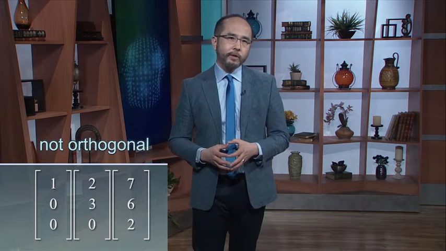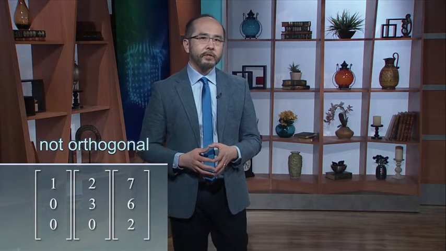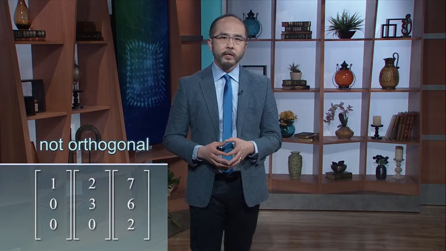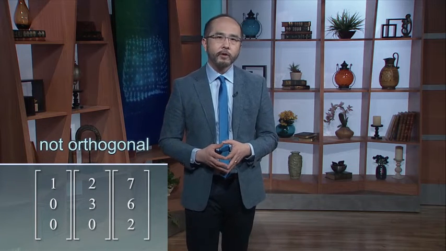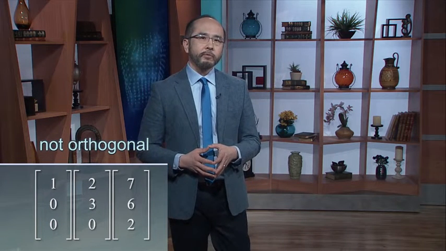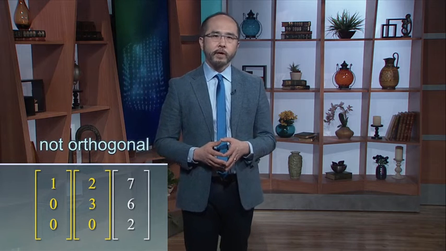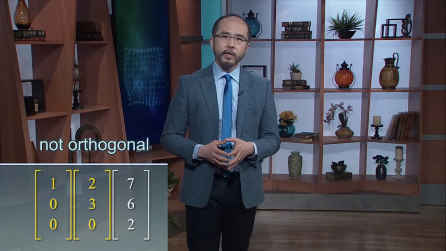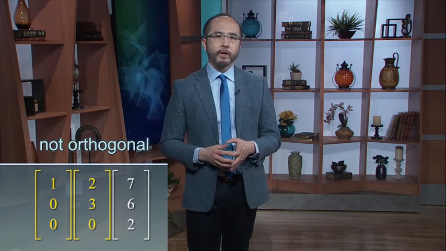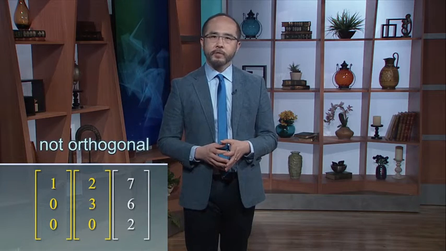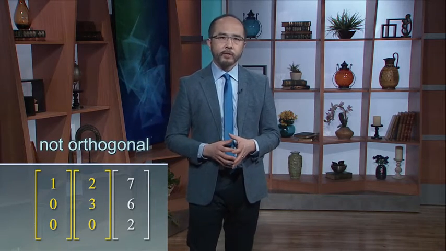Here's another set of vectors. This set is not orthogonal. It's not easy to visualize, but it's easy to check the dot products are not all 0. In fact, if you just take the dot product of the first two vectors, you get 2, which means the first two vectors are not perpendicular, so the set can't be orthogonal.